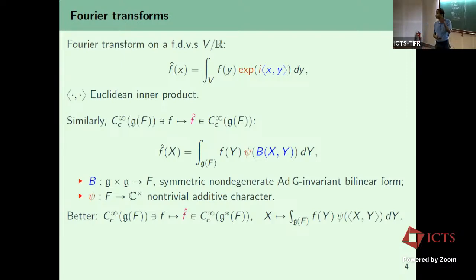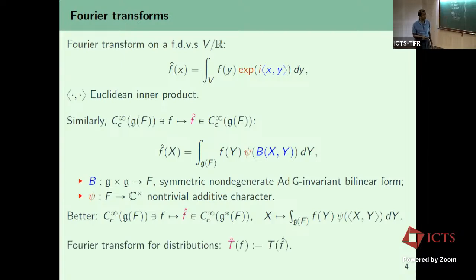But for the purposes of this talk, those who do not like the dual Lie algebra can just take it to be the Lie algebra, because something like a Killing form will allow you to think of the dual Lie algebra as the Lie algebra in a way which actually respects Bruhat-Tits Moy-Prasad filtrations if p is large enough. Okay, so this is the Fourier transform at the level of functions.